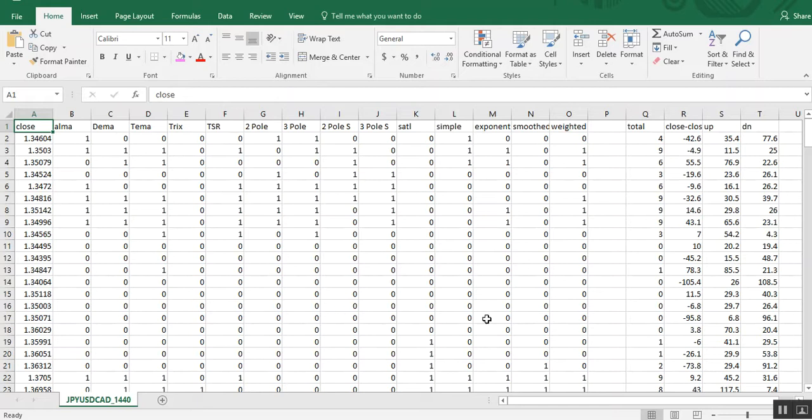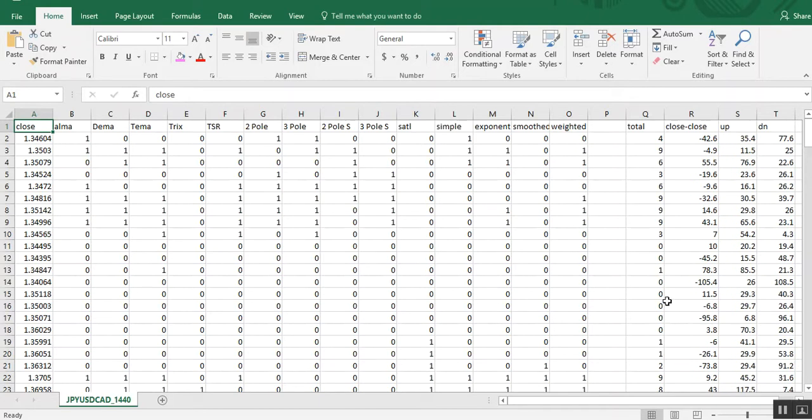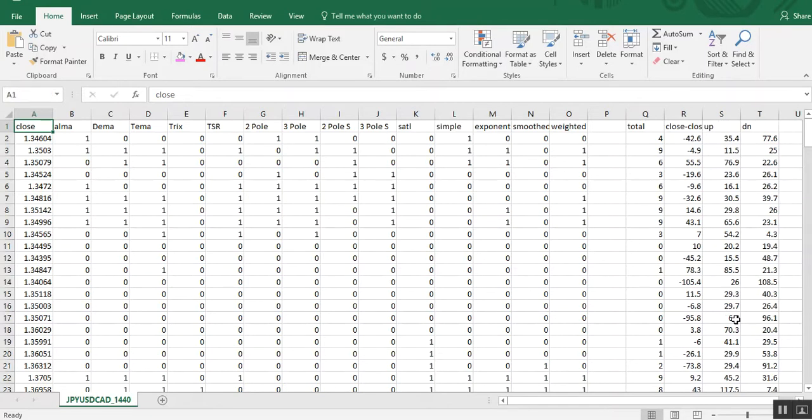Close minus close. In this particular time here, it was a minus 95 pips. In other words, it fell down from the close to the close. It fell 50 pips. From the open to, and there's a reason for this, from the open to the high was 6 pips. From the open to the low was 96 pips. So in other words, it fell way more than it rose. And here's the close of each one. Is there anything else? Nope, that's it.